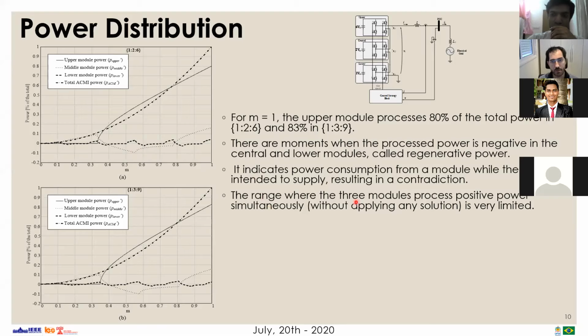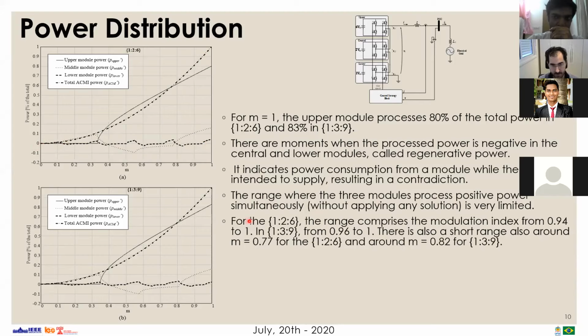And the range where the three modules process positive power simultaneously is very limited. If you take a close look at this chart again, there is a short region here where the three curves are above the zero, from this point to this. For 1:6, the range comprises the modulation index from 0.94 to 1. And in 1:3:9 it is from 0.96 to 1. There is also a short range around this point, but we can neglect it.